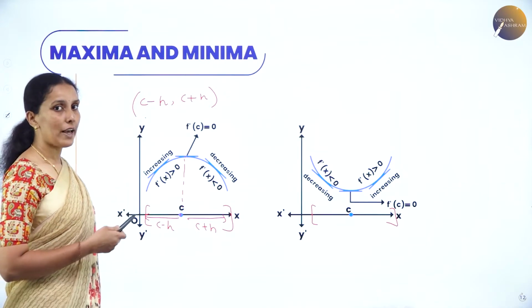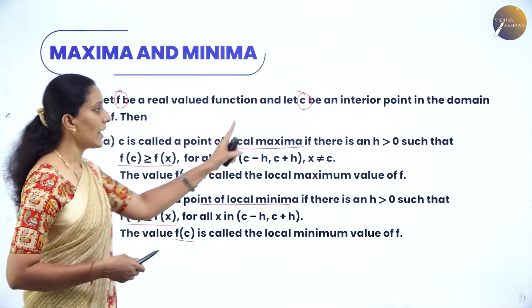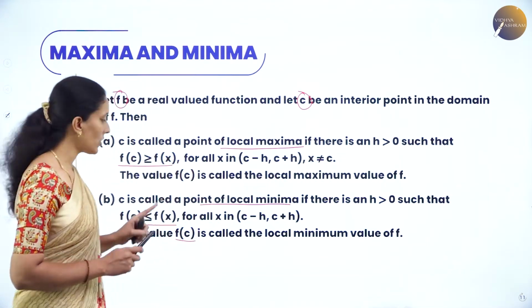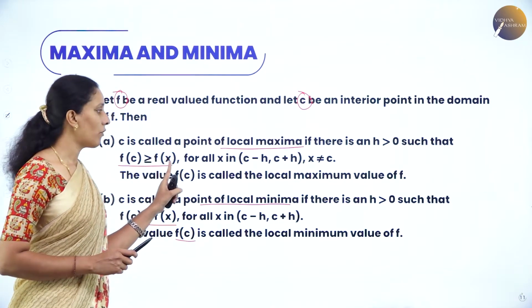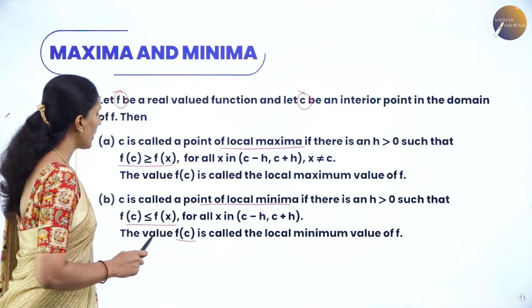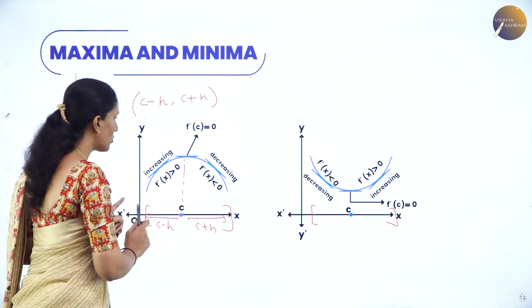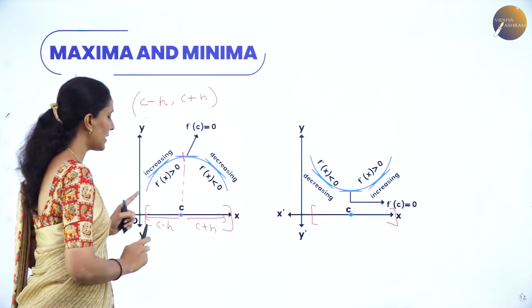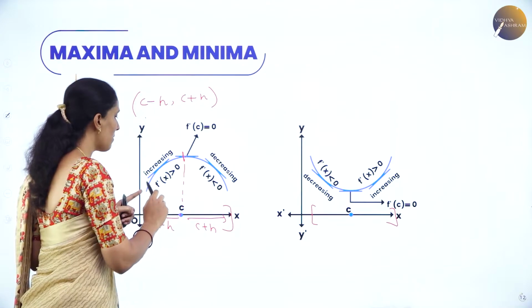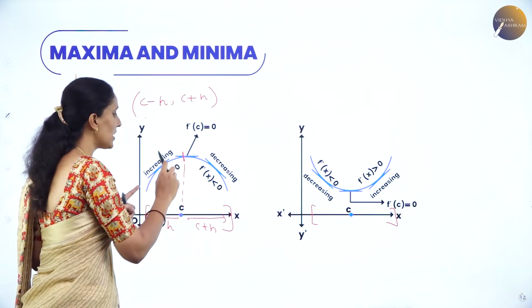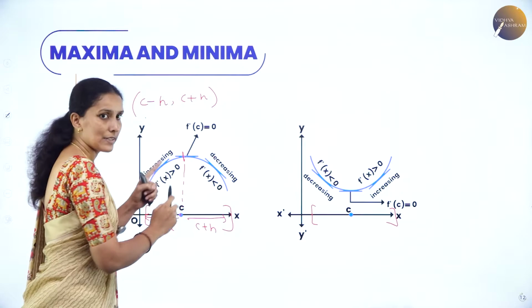So according to the previous definition, there exists h greater than 0 such that f of c is greater than f of x in the interval. So you can clearly say from the interval, so this is the point h if you say that. So from the interval c minus h to c plus h, the function is increasing and then it decreases.